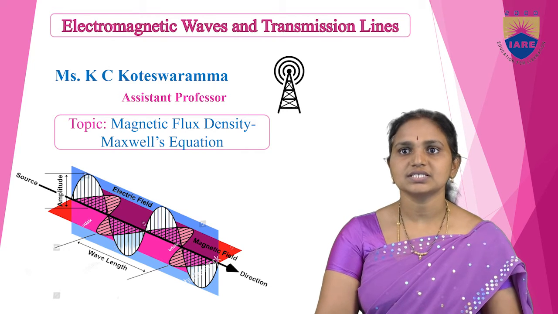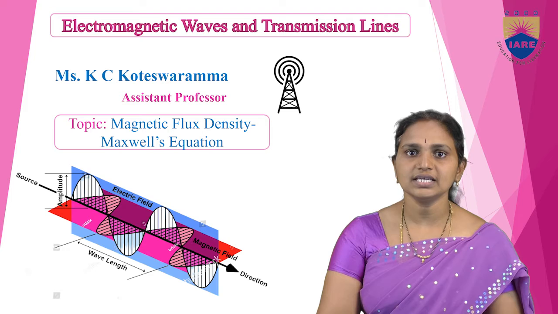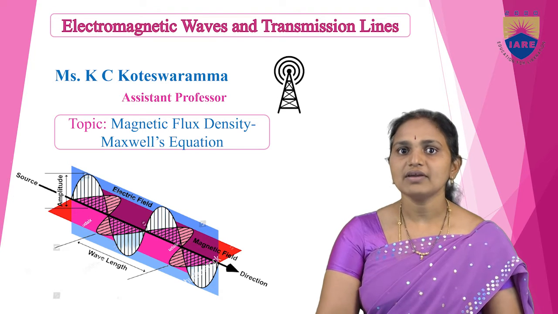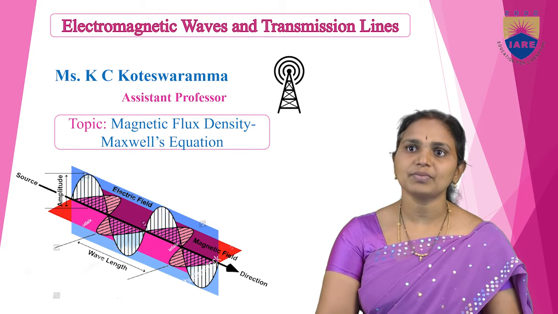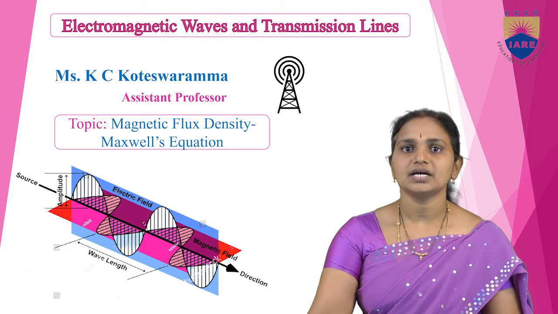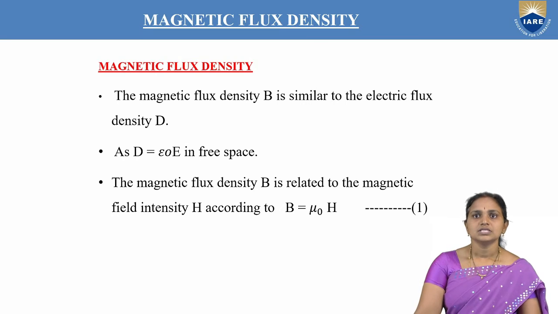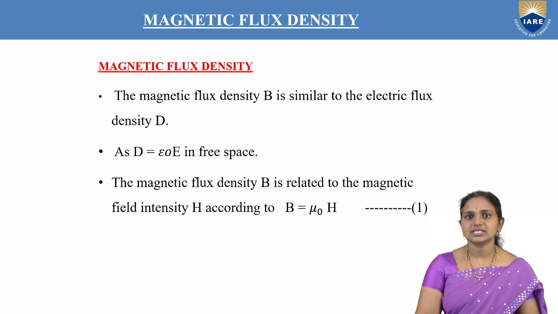Today I would like to discuss magnetic flux density, and then we will derive one Maxwell's equation from magnetic flux density. That we will see now. Magnetic flux density is represented with the symbol capital B. Electric flux density is represented with capital D, whereas magnetic flux density is represented with capital B. And this is similar to D in the case of electric field.